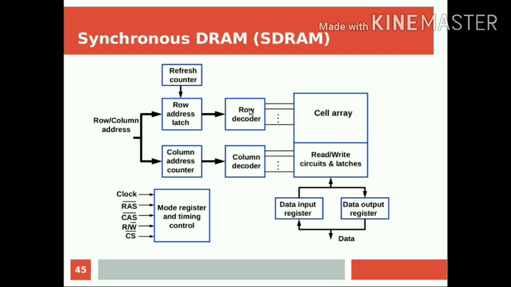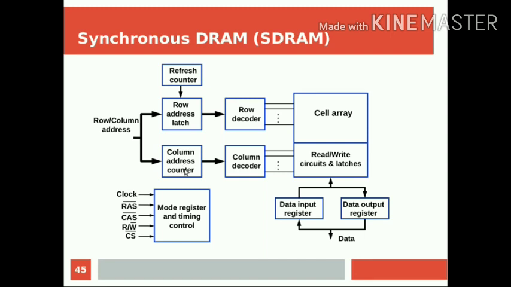Then the row decoder will select a row from the array, and that data will be available at the read-write circuits and latched into the latches. Then the column decoder will be used to select one group of latches or bits from the selected row. That will be available through the data output register. Then here we have the row address latch. This row address latch is used to latch the row address. And that address will be decoded by the row decoder.